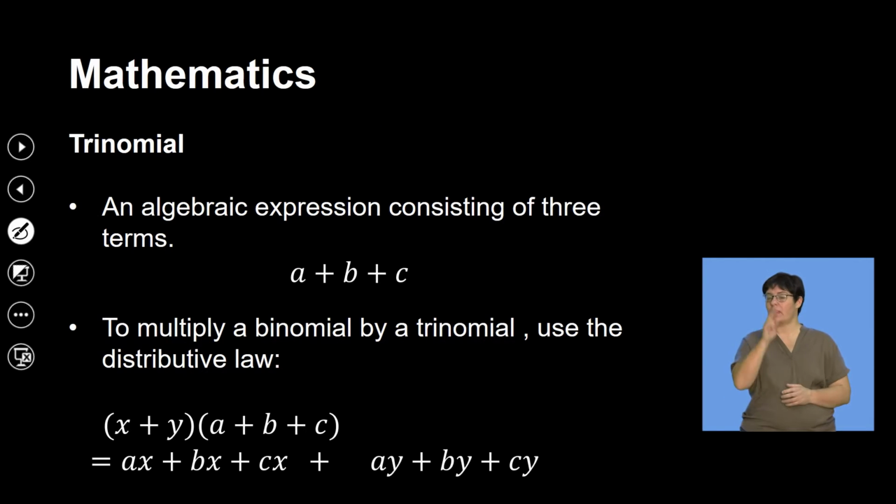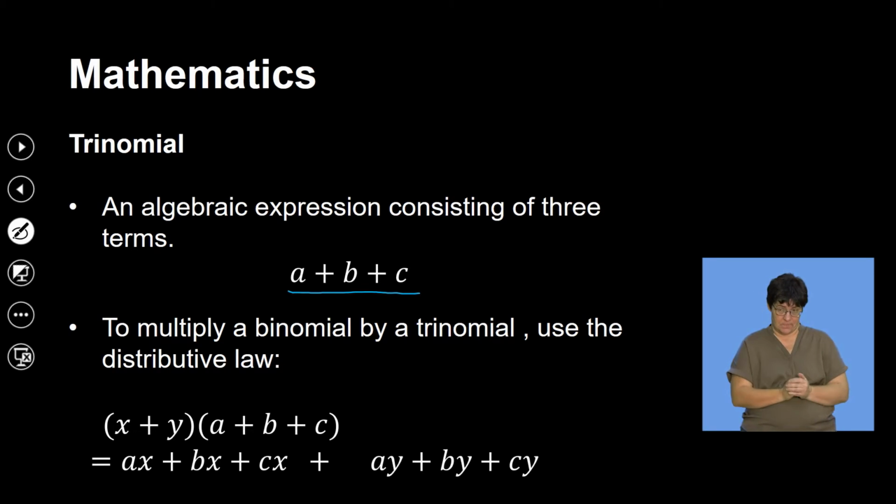Now let's look at a trinomial. A trinomial will be an expression consisting of three terms. An example will be a plus b plus c. To multiply now a binomial by a trinomial, you use the distributive law.